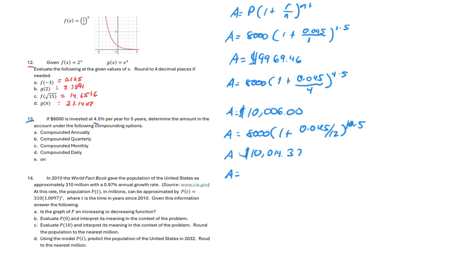Compounded daily. Again the 8,000 times 1 plus 0.045, that rate, divided by, while not true every year, it is always assumed that there are exactly 365 days in a year, times that 5, and we'll get this amount of $10,018.44.